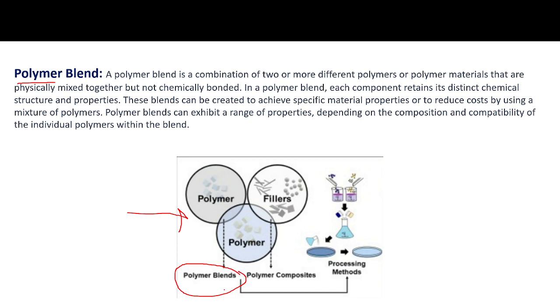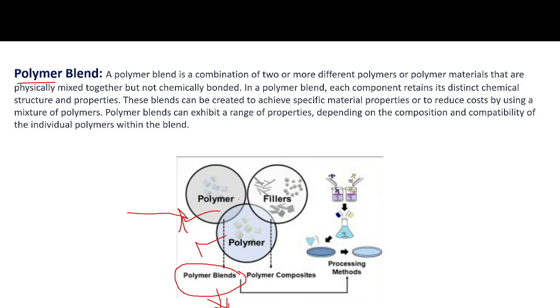Why do we need polymer blends? For specific applications, one polymer has a certain property and another polymer has a different property, but when you mix these two polymers, maybe we get a combination of the properties of the two polymers. So we need the polymer blend to widen the applications of our polymer.